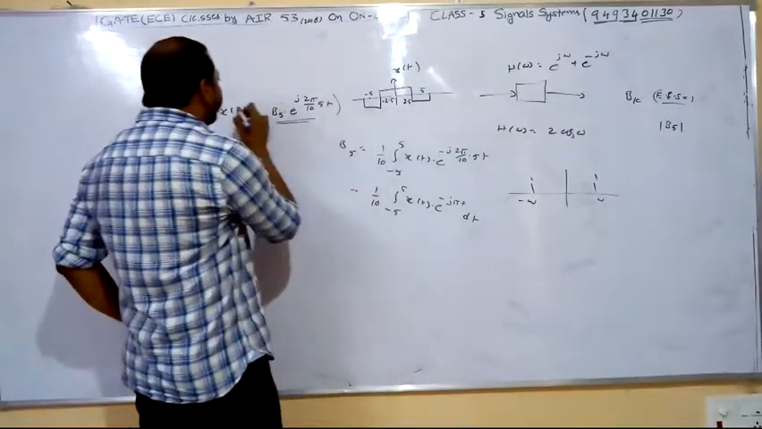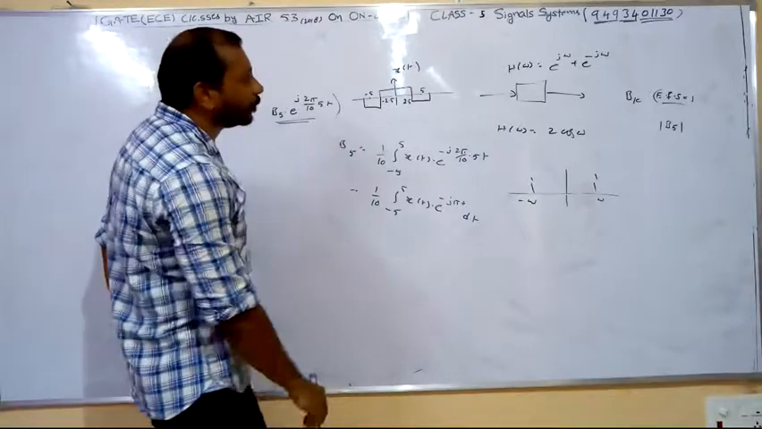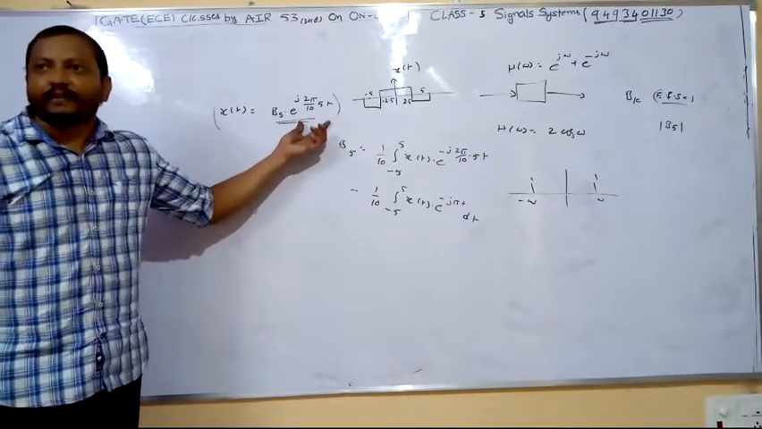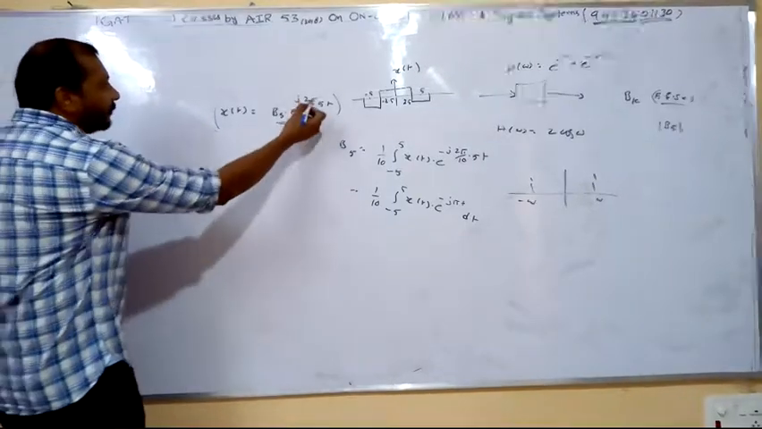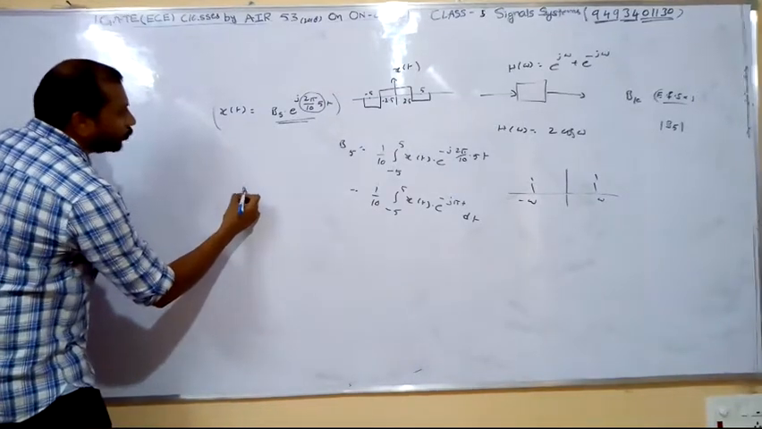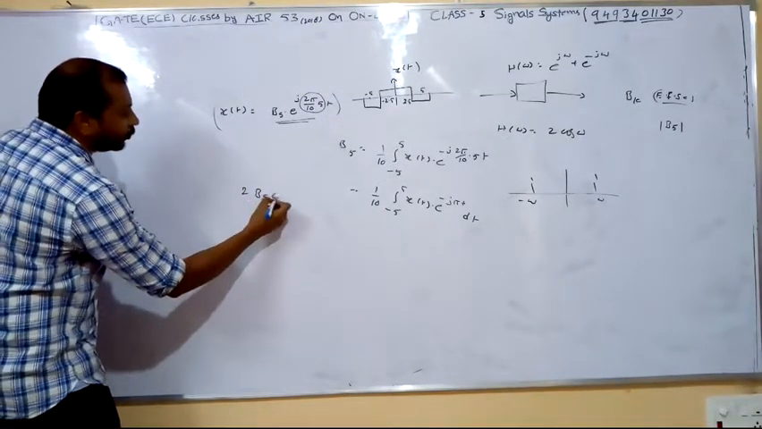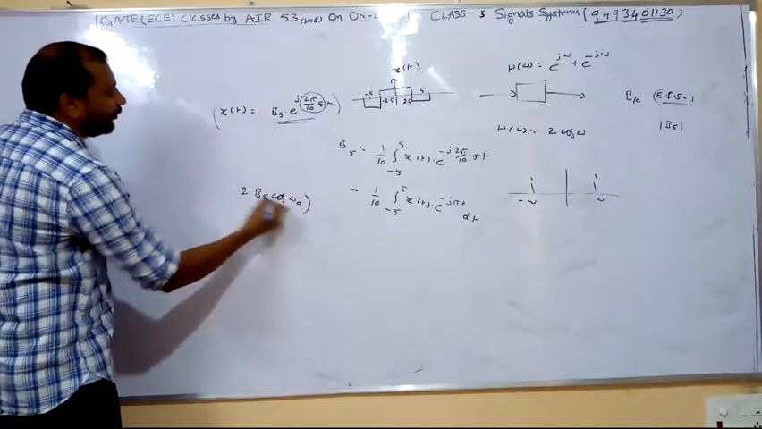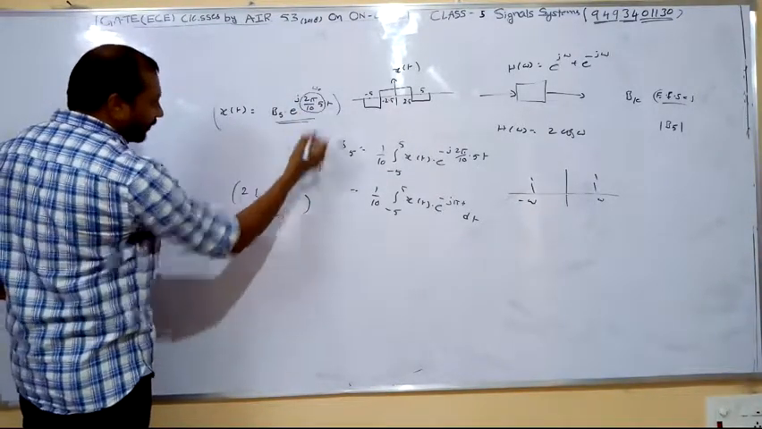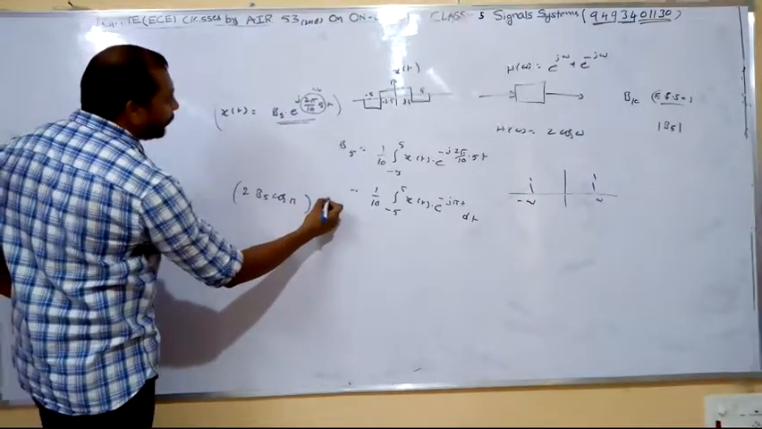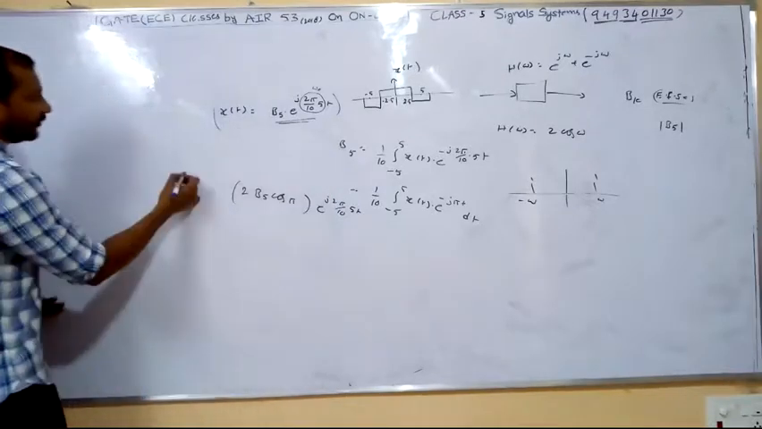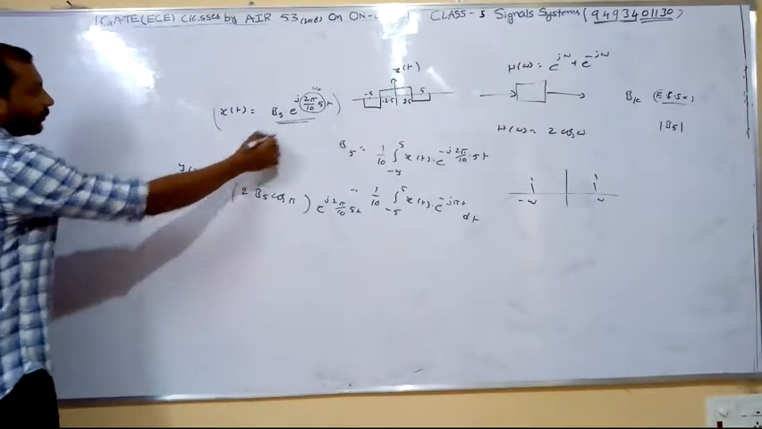This is given as input to this filter. What is the corresponding output? This is the phasor only, right? It is of the format e to the power j omega naught t, so the corresponding output will become simply 2 B5 cos omega naught, where omega naught is pi, so cos pi into e to the power j 2 pi by 10 into 5t. This is the output y of t.